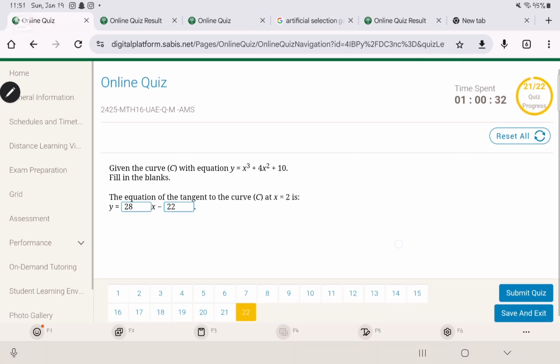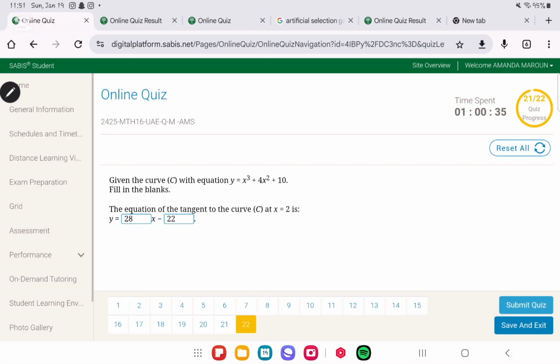So let us submit and hopefully there are no mistakes. And thank God there are no mistakes.